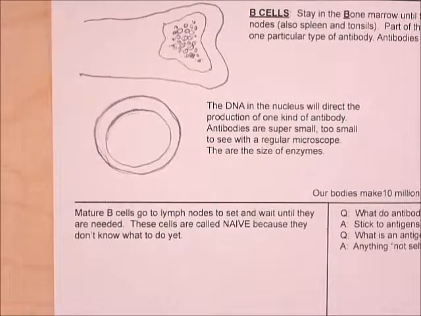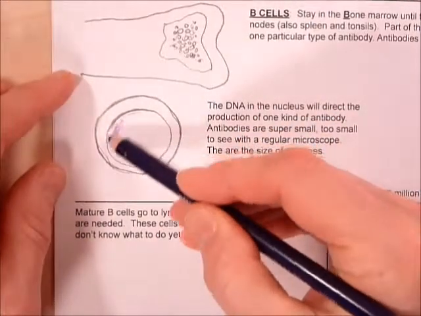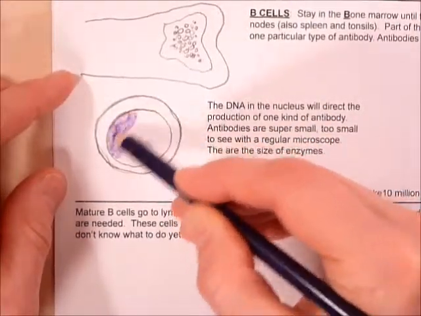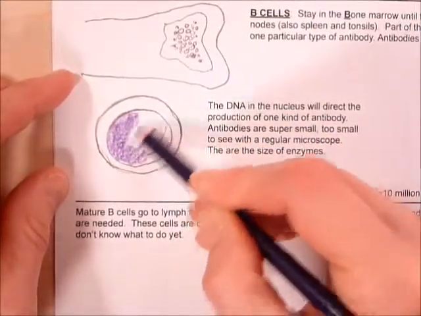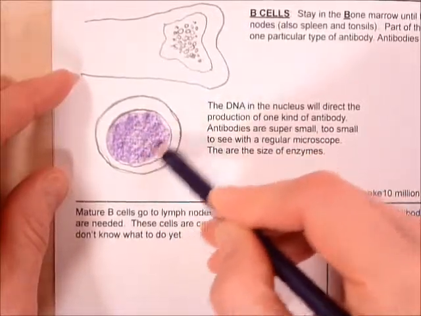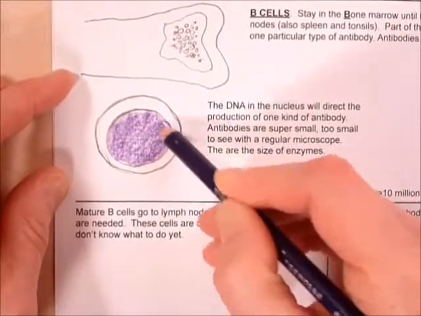So that's what they really look like. Our approximation is going to be to make this nucleus kind of a dark blue or purplish color, and then we'll make the outside kind of a light blue.